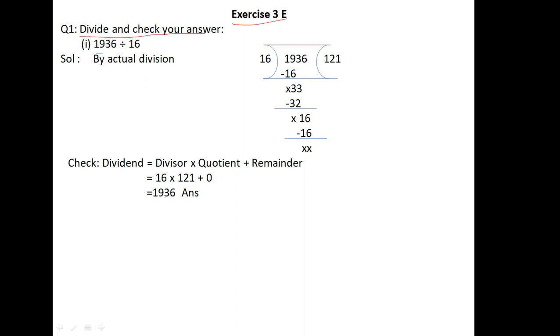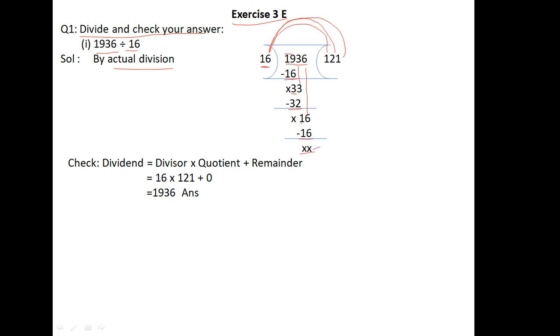Here 1936 divided by 16. So by actual division we will solve. We write 16 at the place of divisor and 1936 at the place of dividend. First of all we take the two digits, 19. 16 into 1 will come 16. When we subtract, the remainder will come 3, and this 3 with the next digit comes down, making 33. Now 16 multiplied by 2 will come 32. When we subtract, the remainder will come 1, and this 6 will come downside. So the number will come 16. 16 into 1 will come 16. When we subtract, the remainder will come 0.